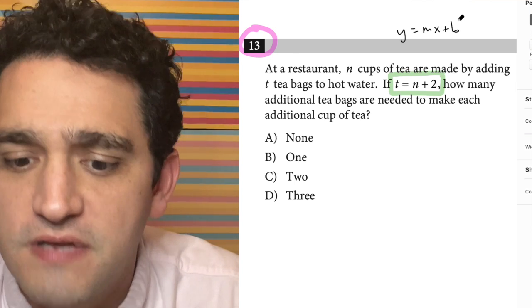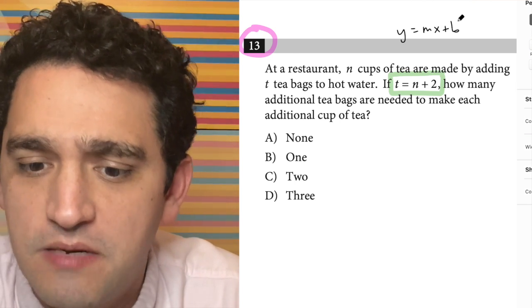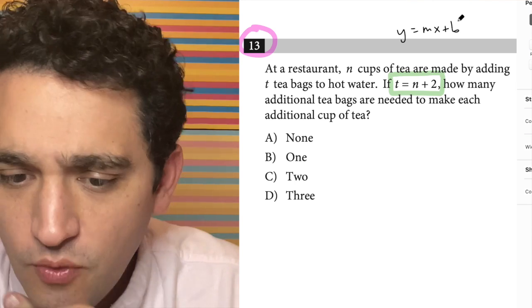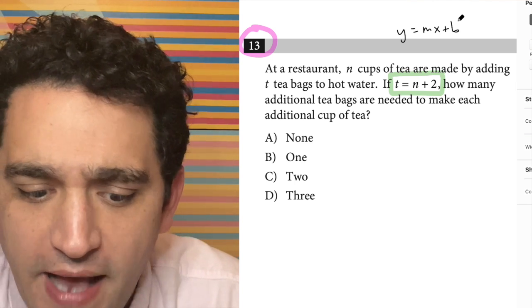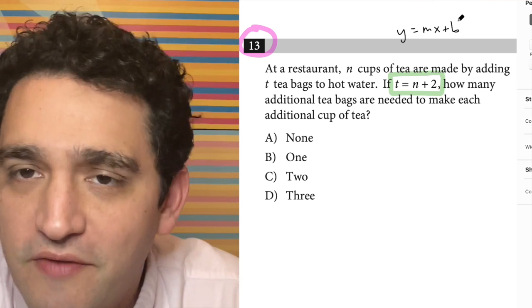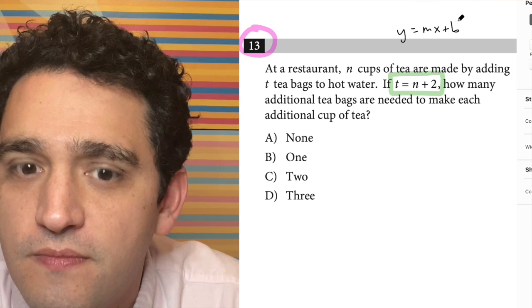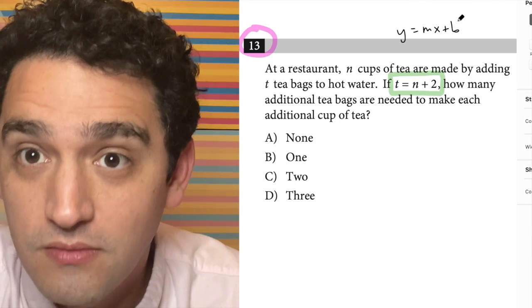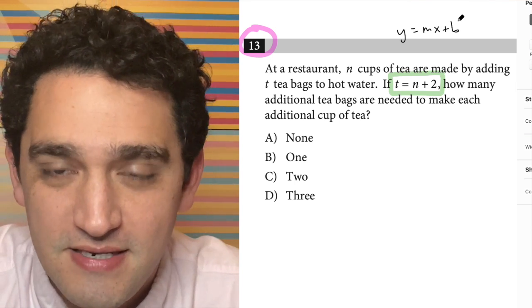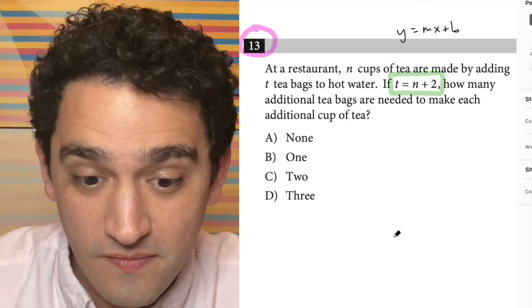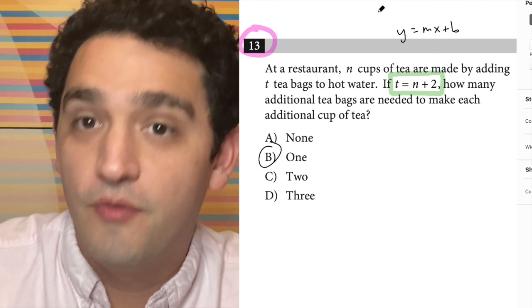And we ask ourselves, what is this question asking? Is it about slope or about y-intercept? Well, the question says how many additional tea bags are needed to make each additional cup of tea. That sounds like rate of change. That is a slope question. All this question is asking you is, what is the slope of this line? Well, what is the slope of this line? T equals n plus 2. The slope is 1. Now, there is a side door method here. Let's figure it out.